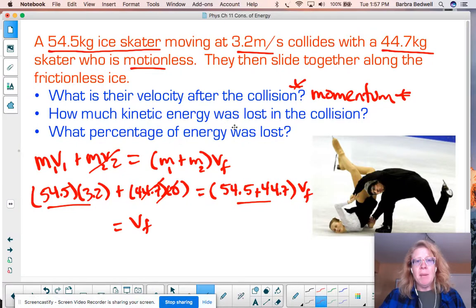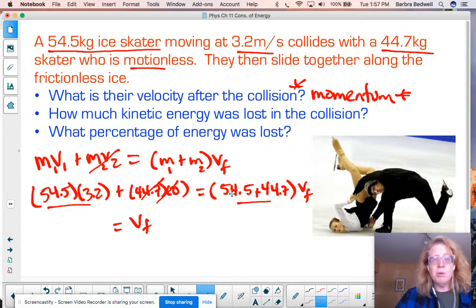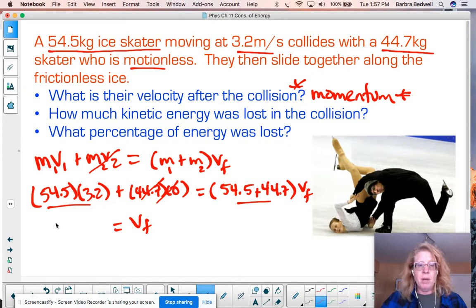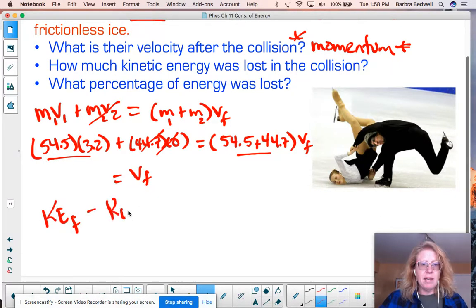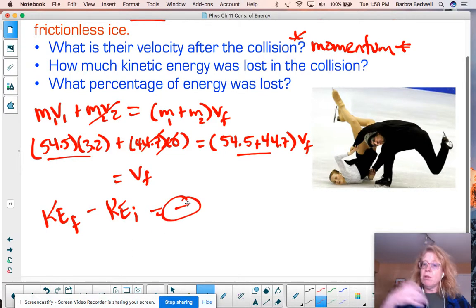Okay. How much kinetic energy was lost in the collision? Okay, so in this one, when you're going to do your kinetic energy problem, what you're trying to figure out is what's your final kinetic energy versus what's your initial kinetic energy. So your change in kinetic energy, KEf minus KEi. In this case, I can almost always tell you that the answer to this one is going to be negative because you're losing energy from the system. Your final kinetic energy is going to be less than your initial kinetic energy. Man, if it's more, you've done some magic.